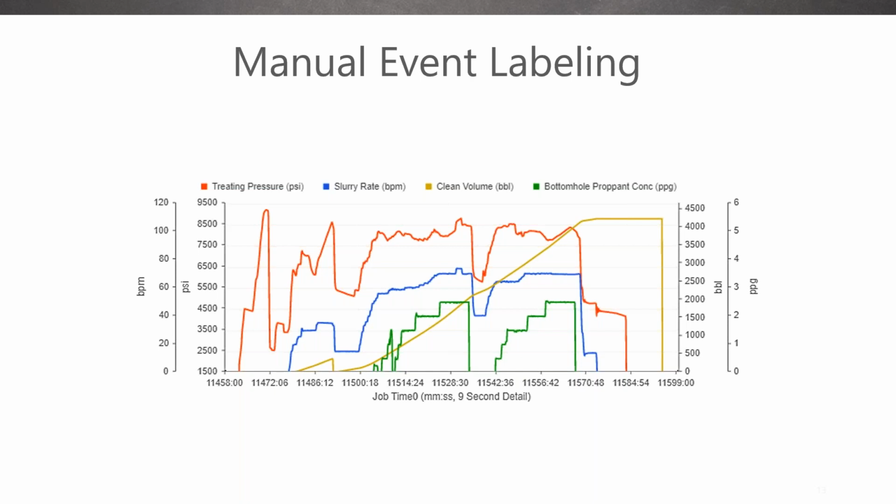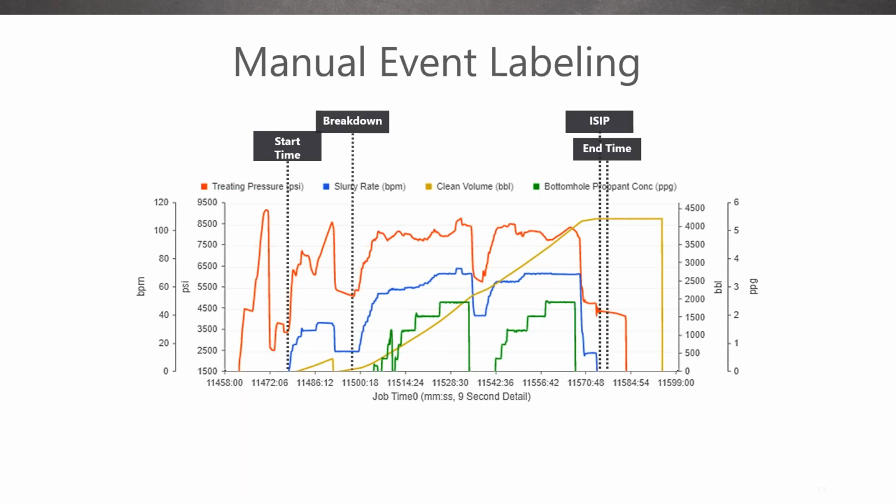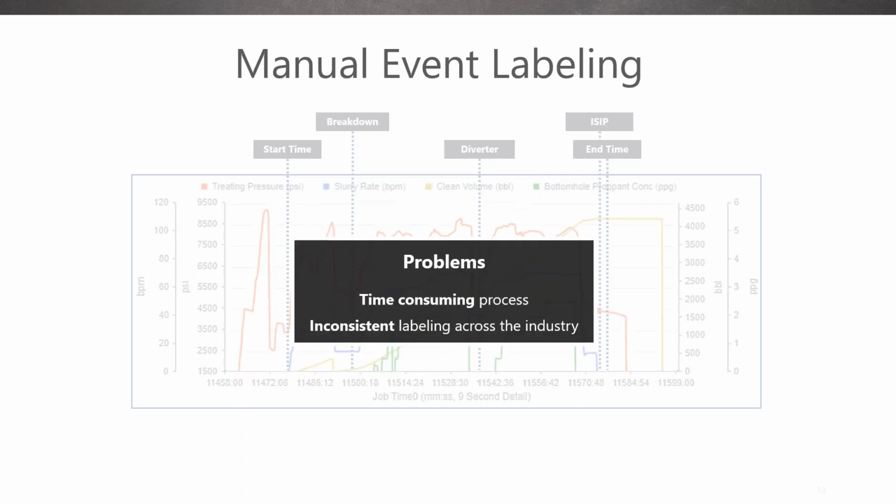One common type of data enrichment is identifying various events, such as the start and end of a stage, when breakdown or ISIP occurs, when the ball seats, or even when a diverting agent is used. Engineers can spend hours identifying and labeling these events for a job. I know this seems like it should be easy and fast, but in reality, it takes a deceivingly long amount of time to do this, and even longer to do it well.